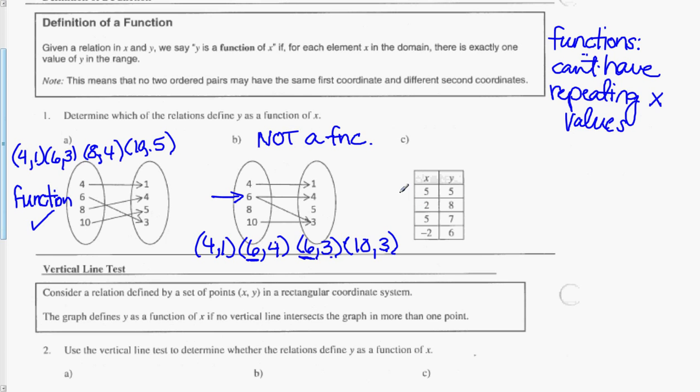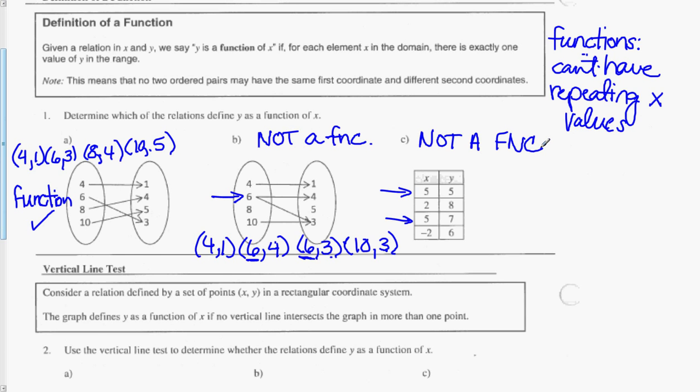So let's look at C. Is it a function or not? Look at it for just a second and see if you are going to answer yes or no. You should have answered no, because look under the x column. I've got 5 occurring twice. So this one is not a function.